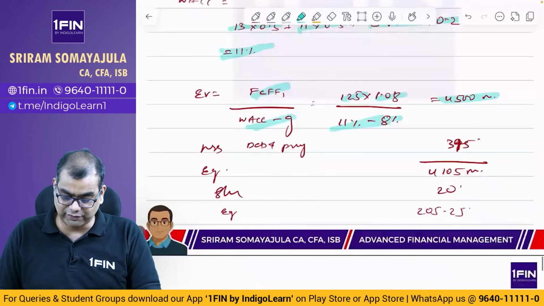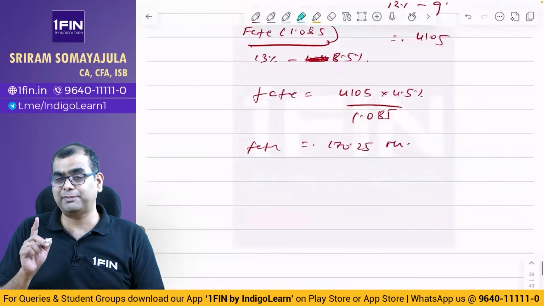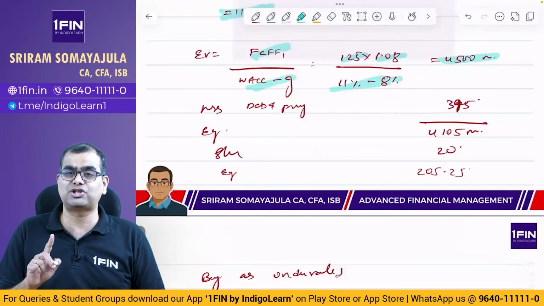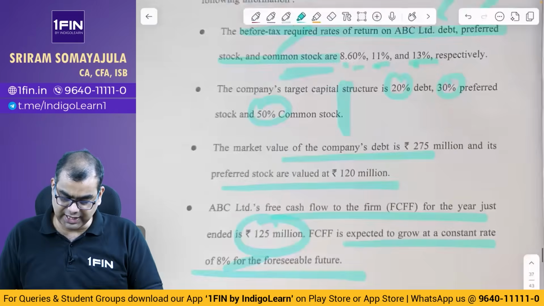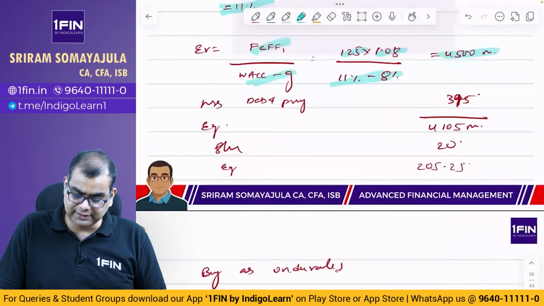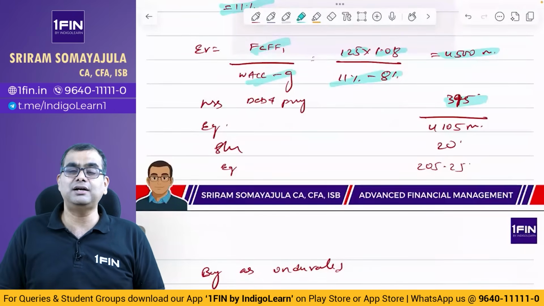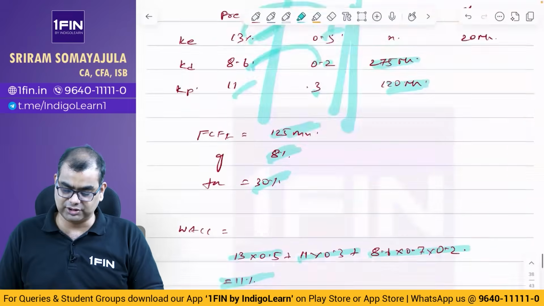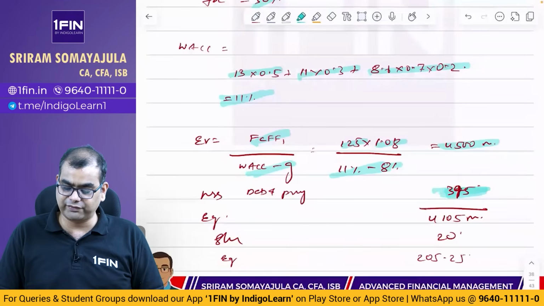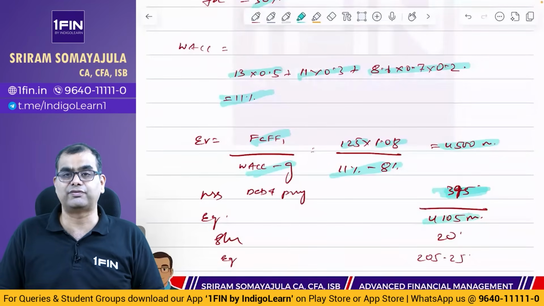From enterprise value, what have they asked you to find out? They've asked you to find out the price of the share. Enterprise value minus debt minus preferred stock plus cash. Have they given any cash value here? No, they have not given any cash value. So you just subtract debt and the preferred, whatever is the market value. They've given only your market value of 395, 275 and 120. So you'll subtract directly market value. So 4,500 minus 495 is 4105.